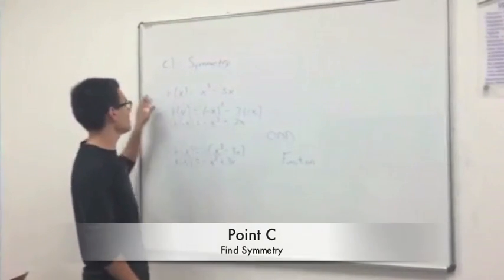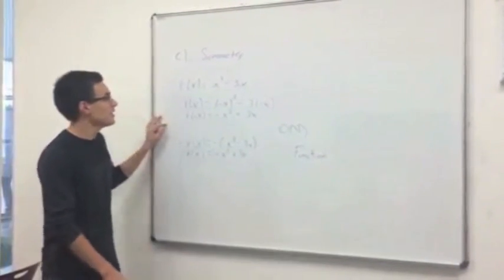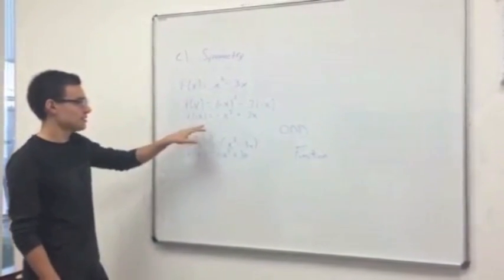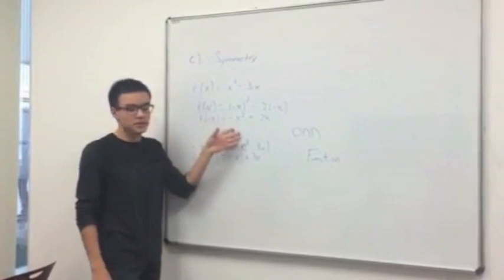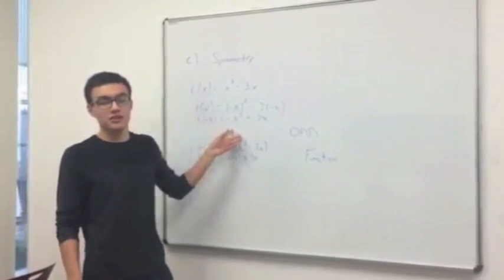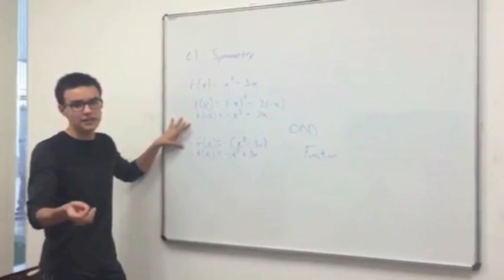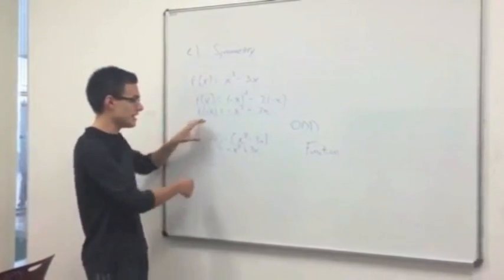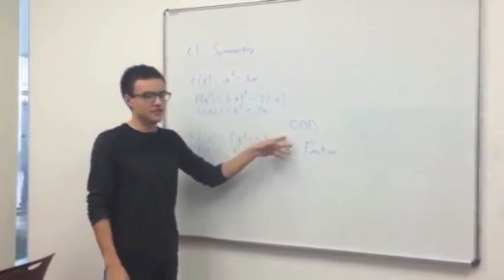The next problem is to find if there's symmetry in the function. As we were solving, here you can see the procedure, we realized that the result is not the same as the original function, but with the change of sign, the result is the same between them. Therefore, it's an odd function.